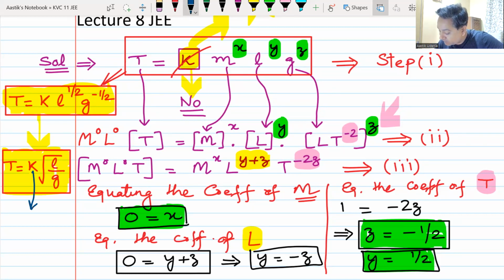By our knowledge, we know the value of this k. How much is the value of this k? I have already told you. By further experimentation, we found out that the value of this k is 2 pi, which is not found by dimensional analysis, because we cannot find the value of k by dimensional analysis.